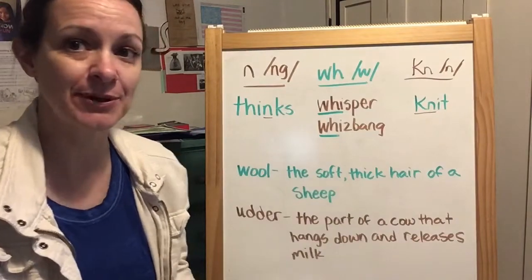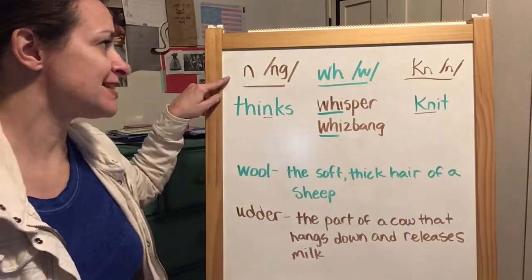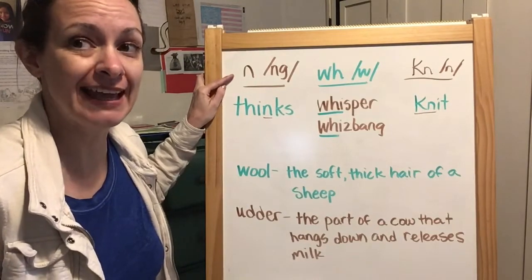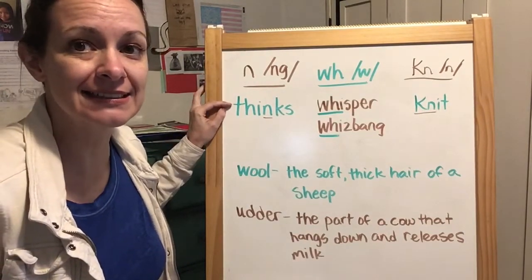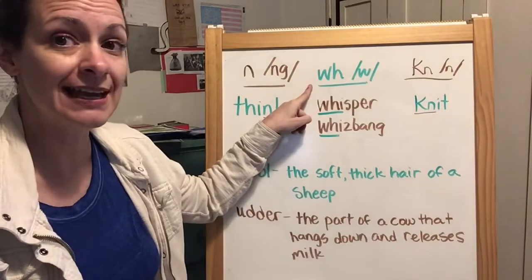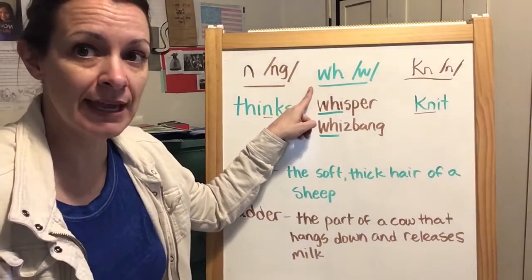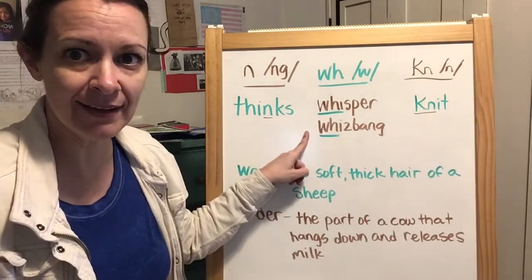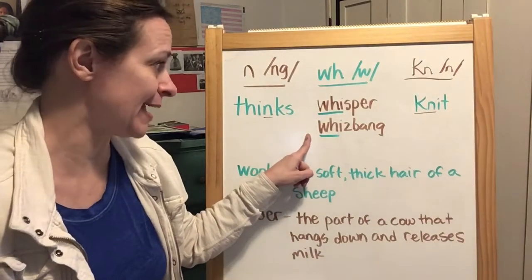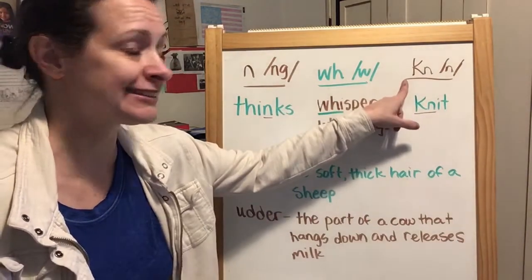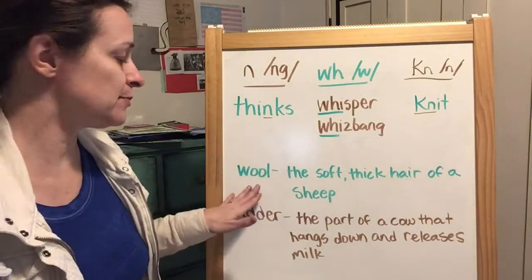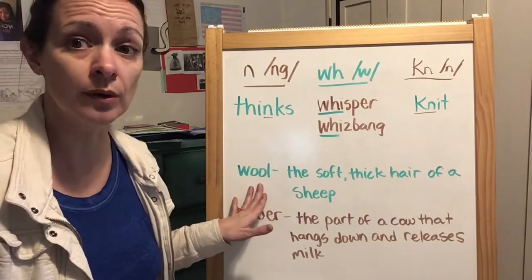So in Whisper, you're going to see some words. We're going to continue working on that ng sound that's spelled with the N, like in thinks. We'll see the W sound spelled with our WH, like in whisper. And whiz bang, there's a fun word, whiz bang. And we'll see our N sound spelled with our KN, like in knit.